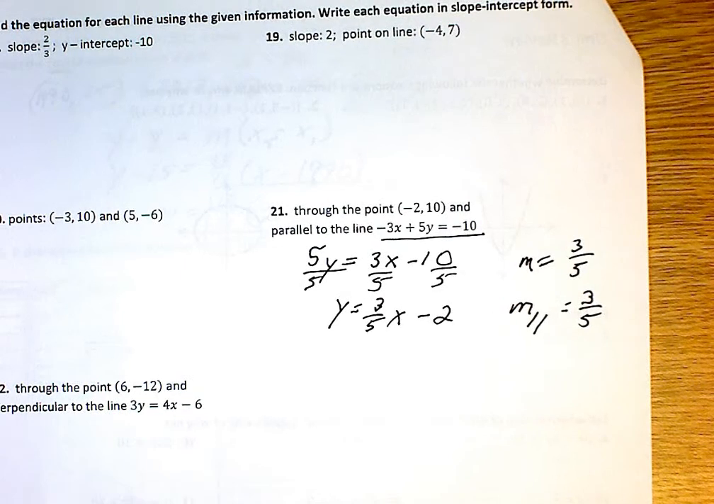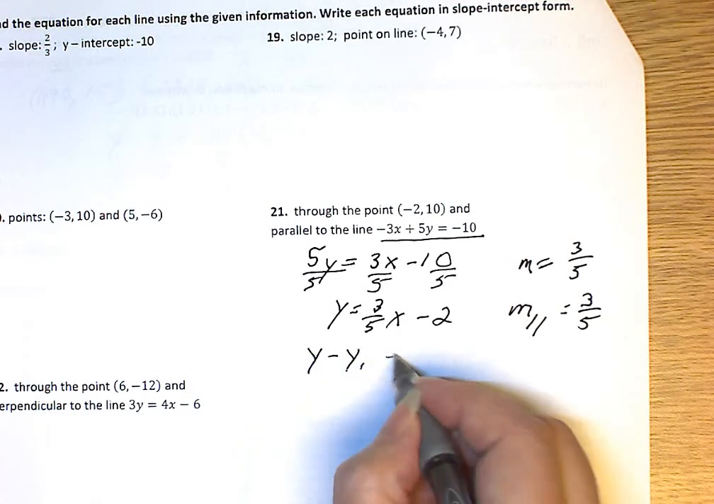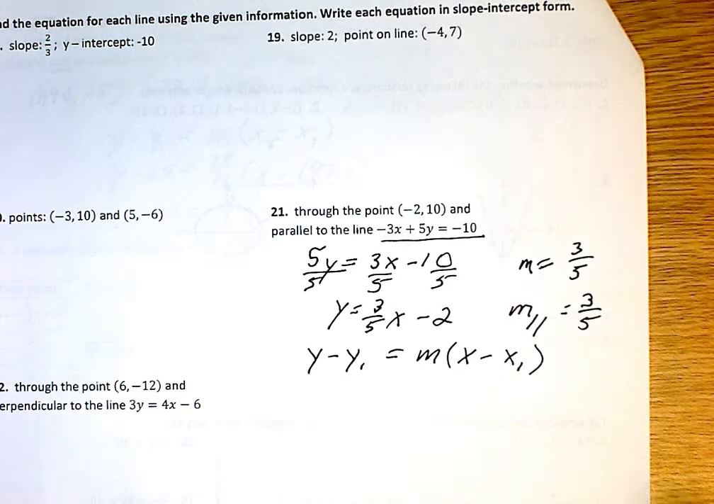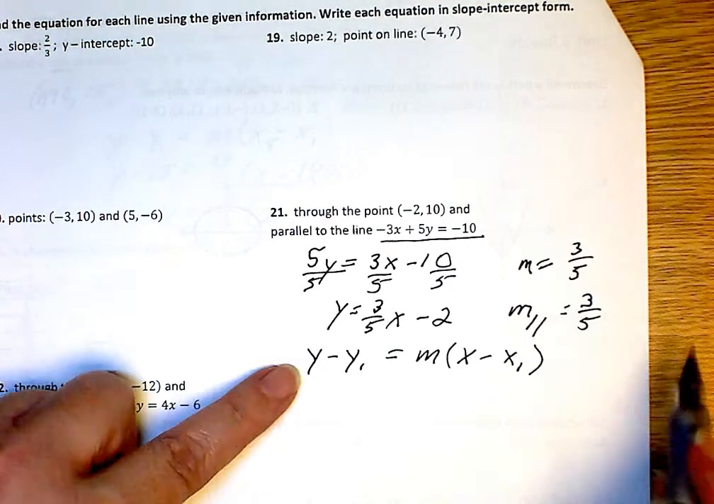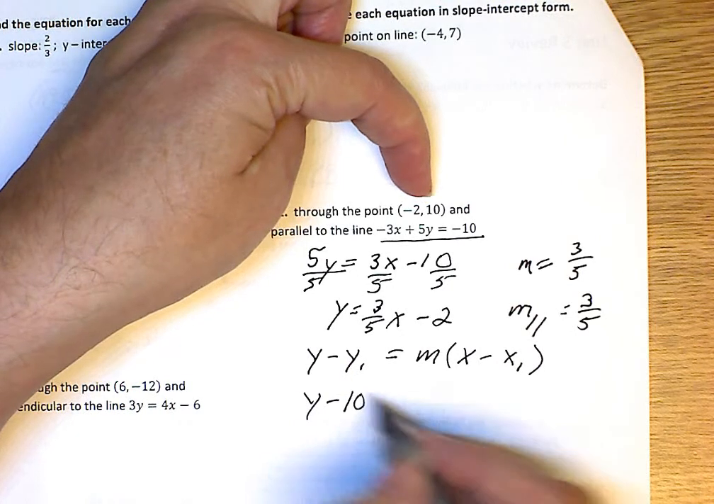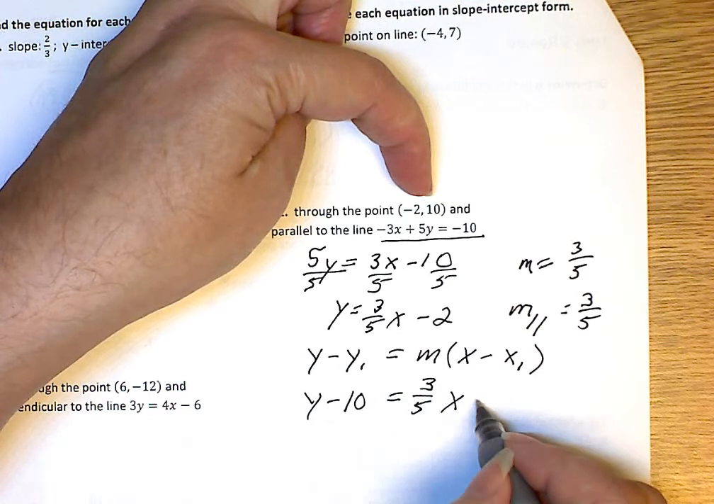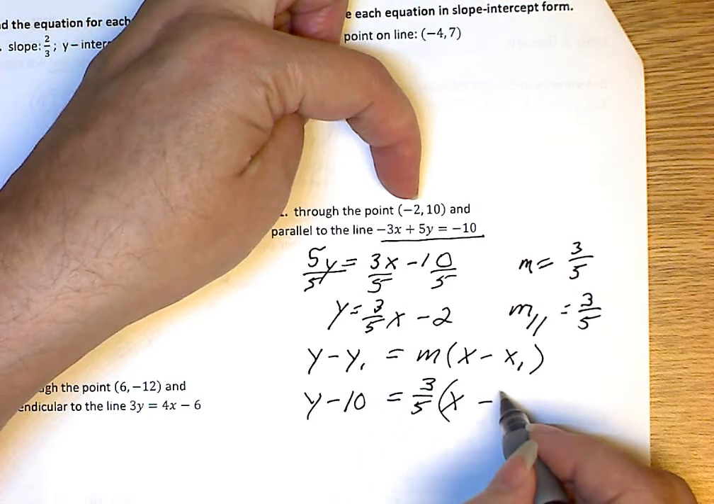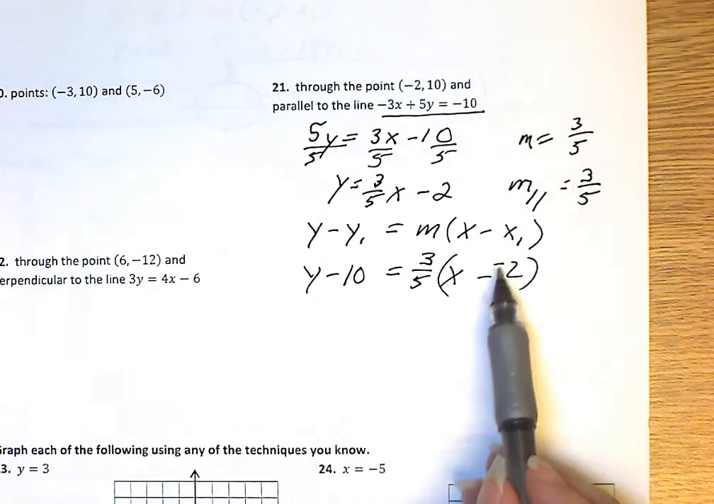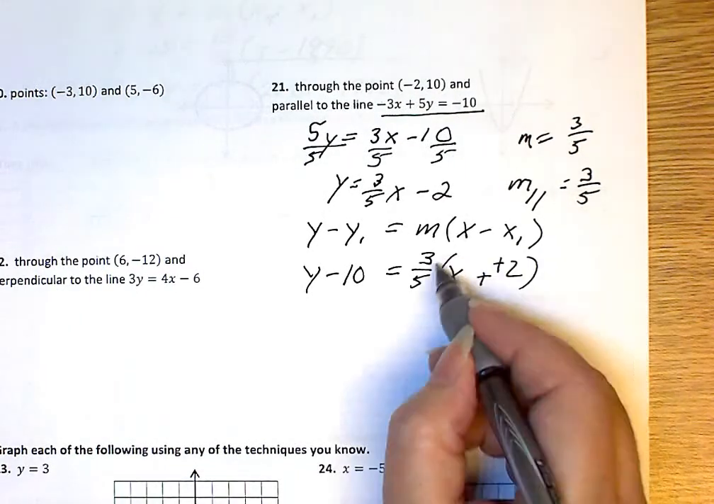Then what you want to do is go y minus y1 equals m times x minus x1. So it says y minus 10 is equal to 3/5 x minus my negative 2. And negative is a positive. I have to distribute this.